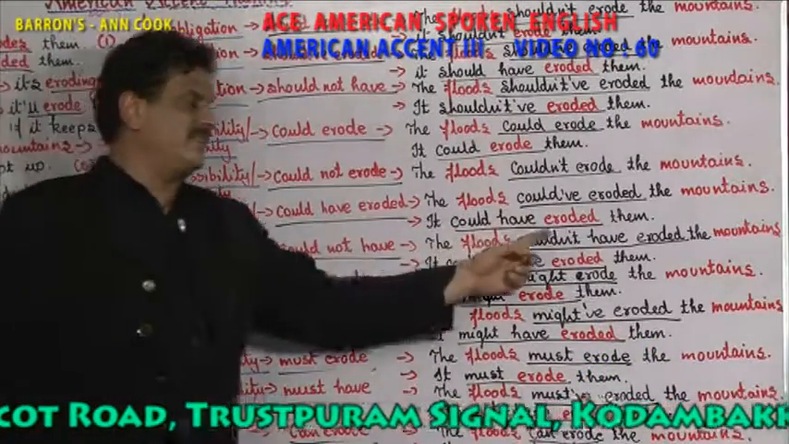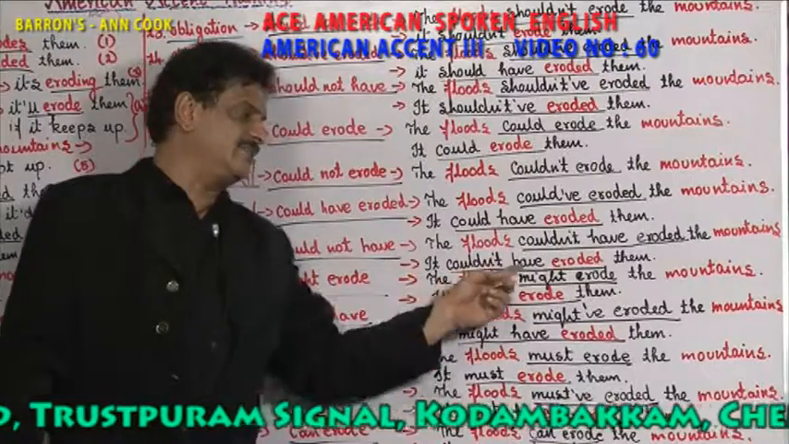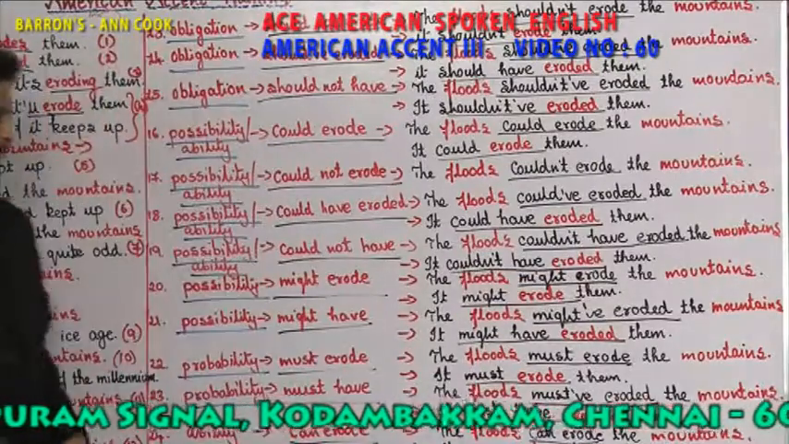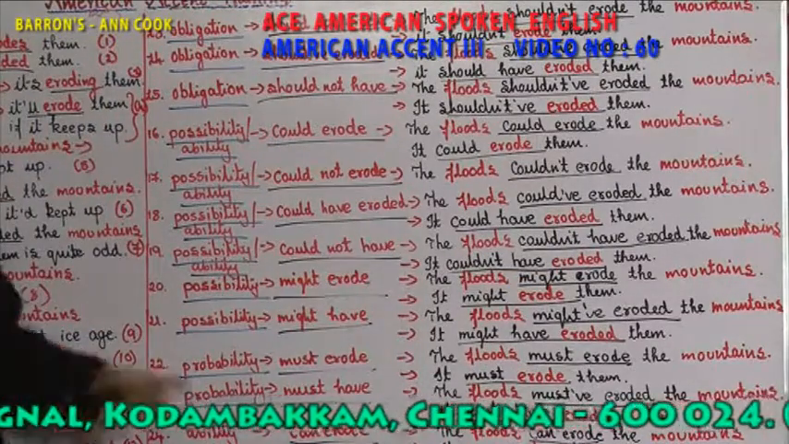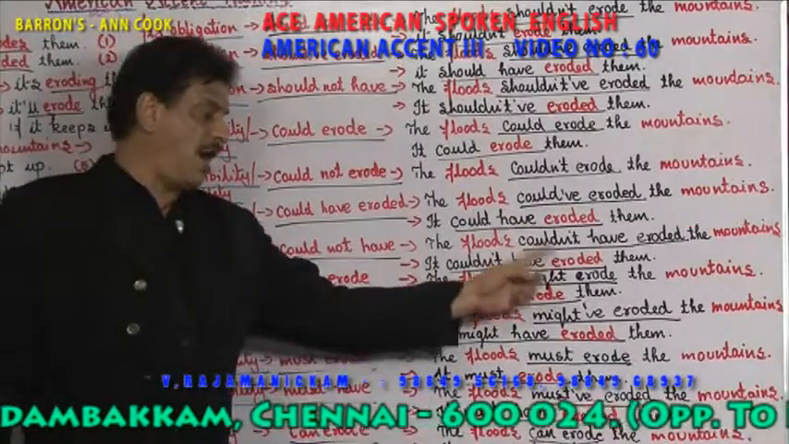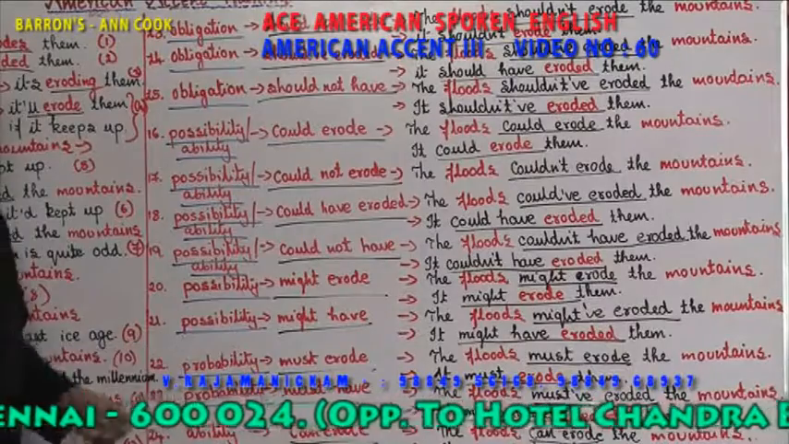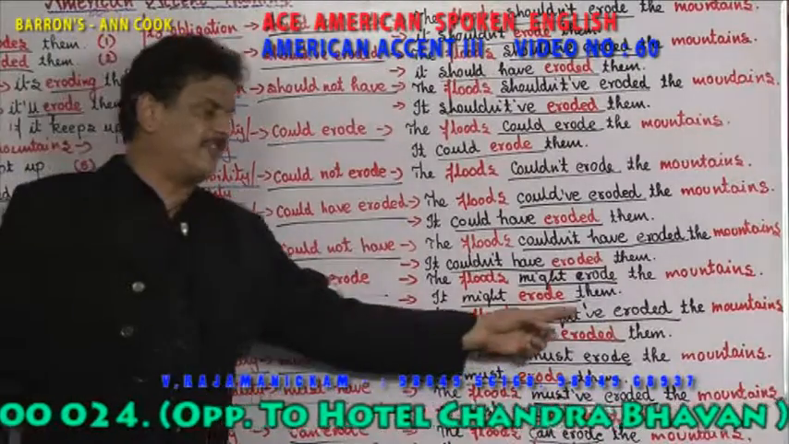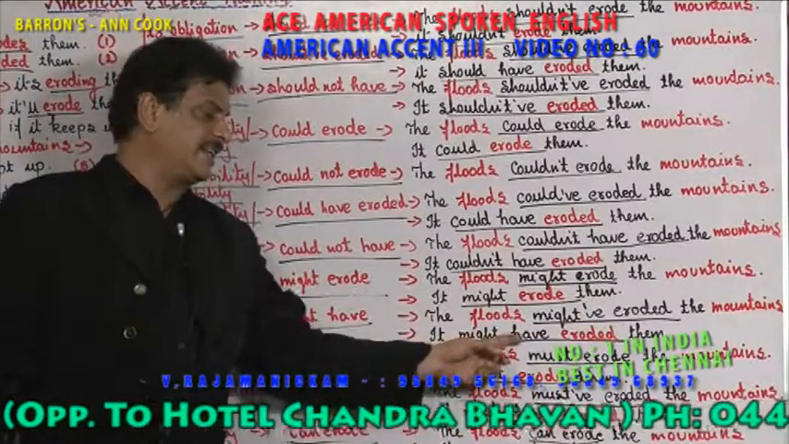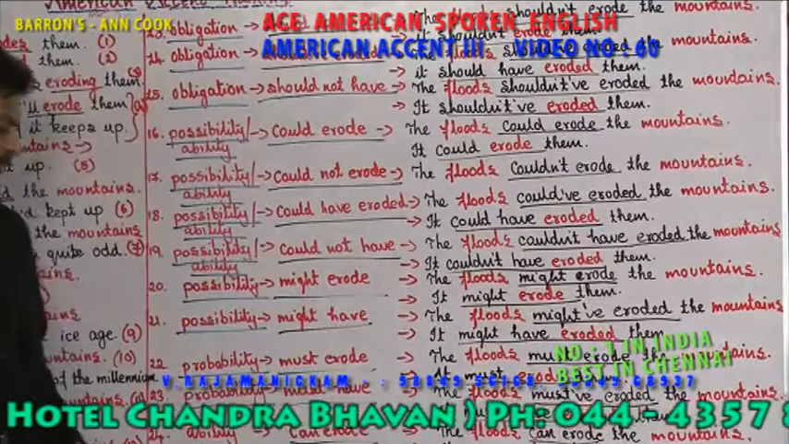The floods couldn't have eroded the mountains. It couldn't have eroded them. Now comes possibility: might erode. The floods might erode the mountains. It might erode them. Now possibility: might have. The floods might have eroded the mountains. It might have eroded them.